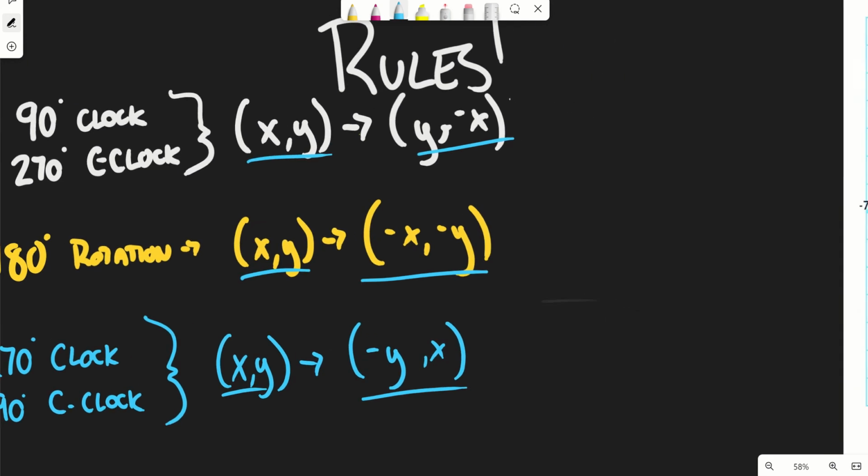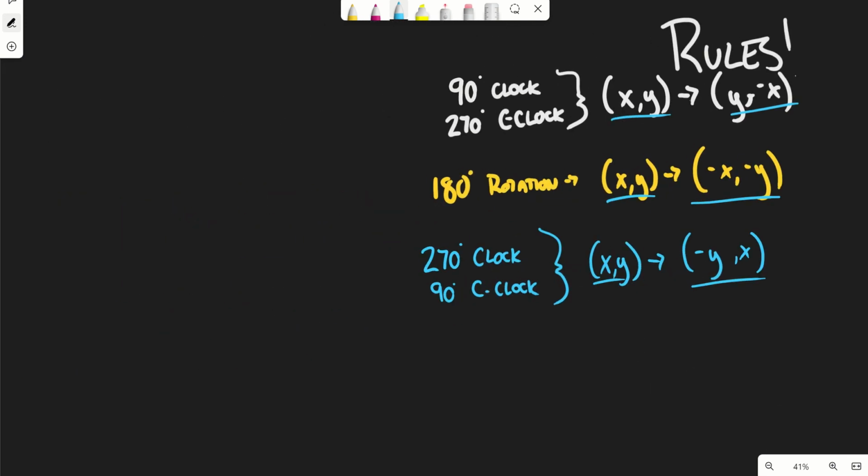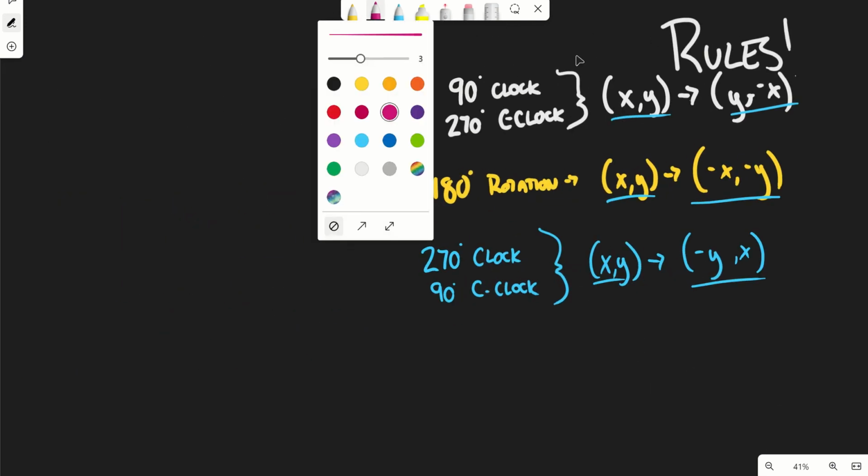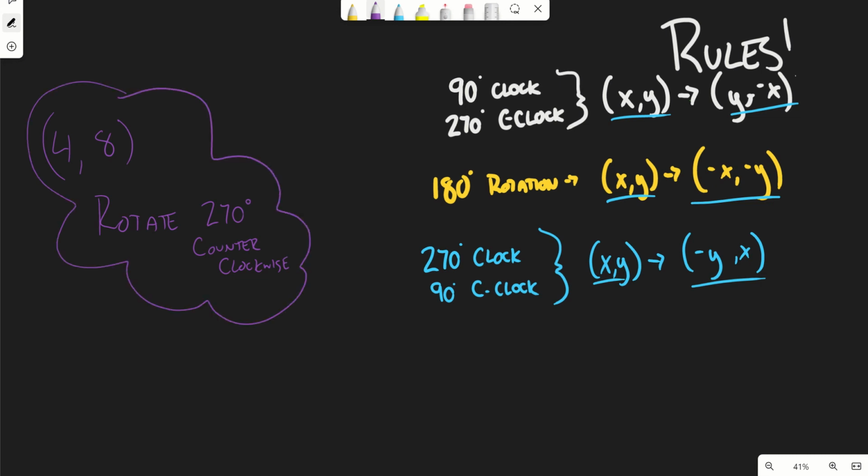Now, let's say I take these rules here, and I say I'm going to start with the point 4, 8. And I want to rotate 270 degrees counterclockwise. What point would I end up with?